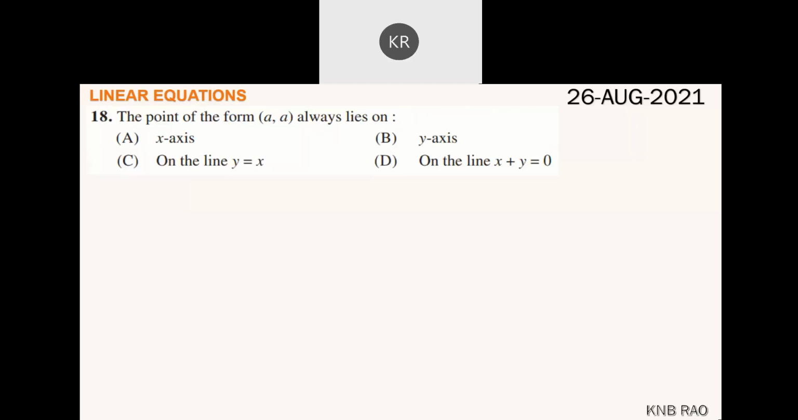Question number 18. The point of the form (a, a) always lies on. Options are x-axis, y-axis, on the line y equal to x, on the line x plus y equals 0.